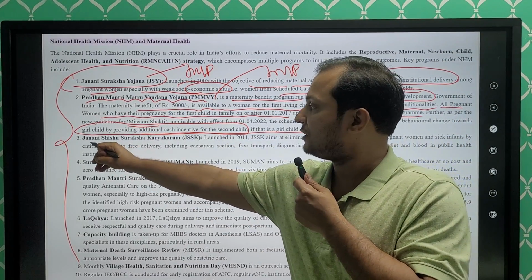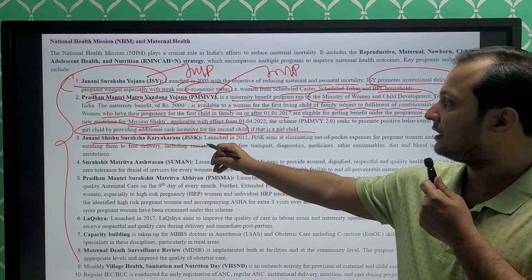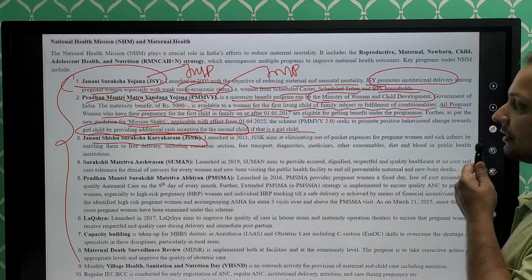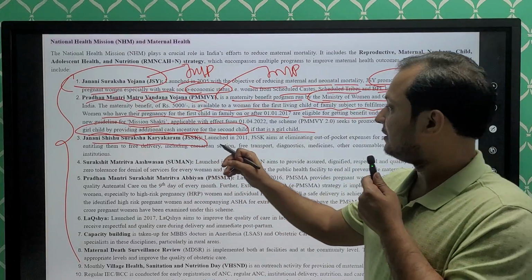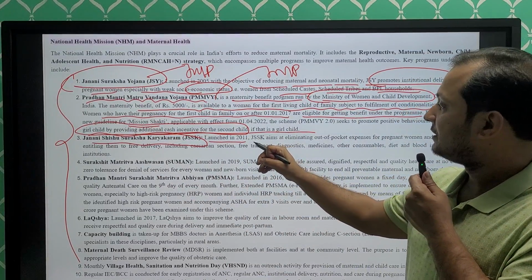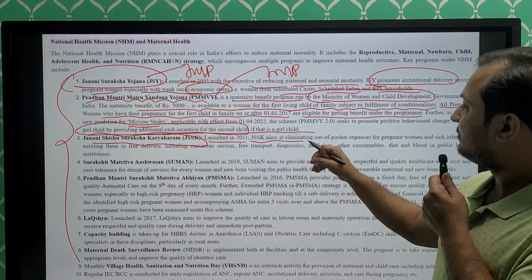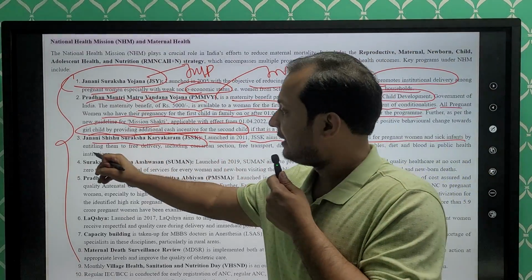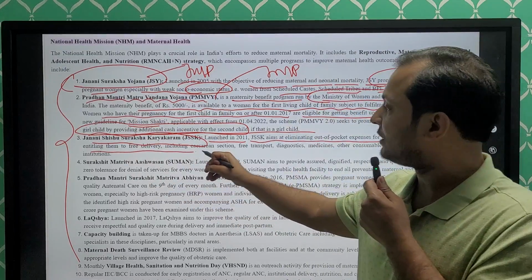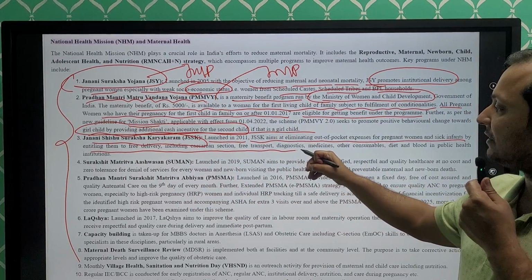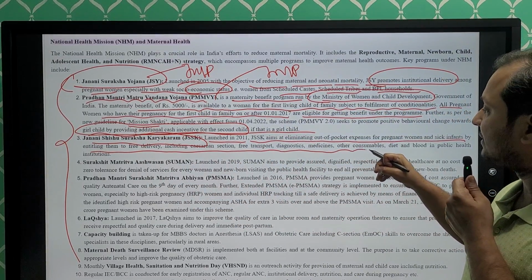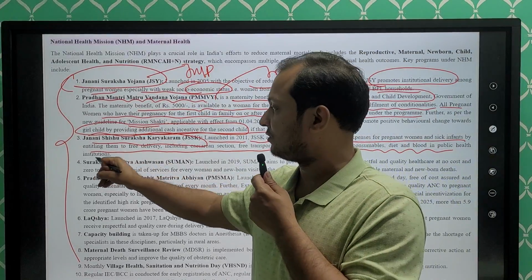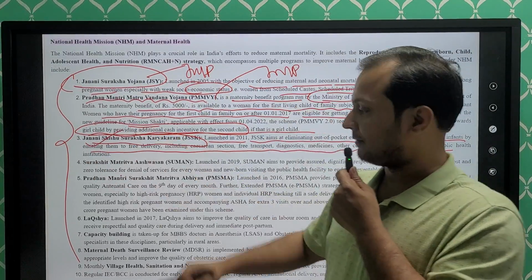Next, Janani Sishu Suraksha Karyakram. This is very, very important, guys. You can see this can also be asked. It was launched in 2011. Janani Sishu Suraksha Karyakram aims at eliminating out-of-pocket expenditure for pregnant women and sick infants by entitling them to free delivery, including cesarean section, free transport, free diagnostics, free medicine, and other consumables, diet and blood in public health institutions. Okay, Janani Sishu Suraksha Karyakram.